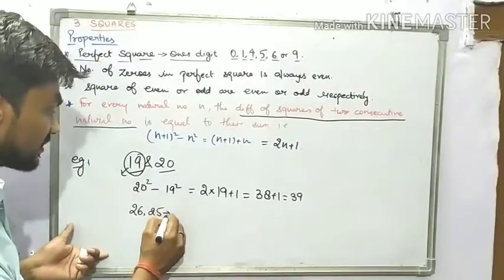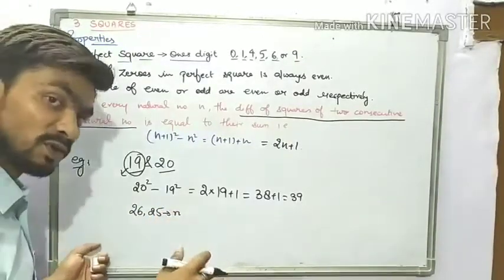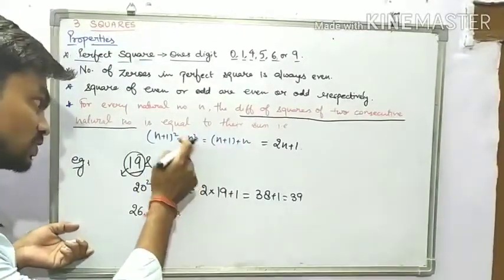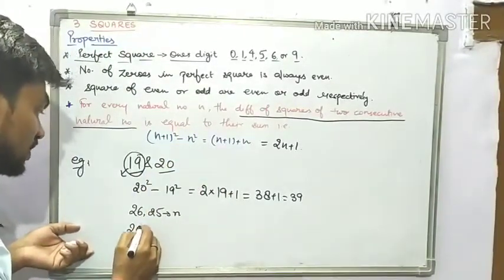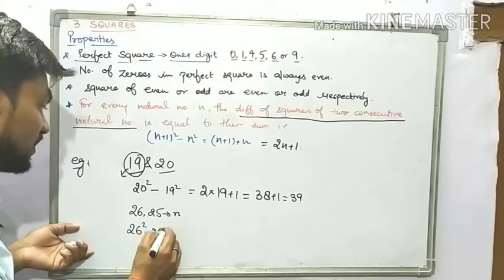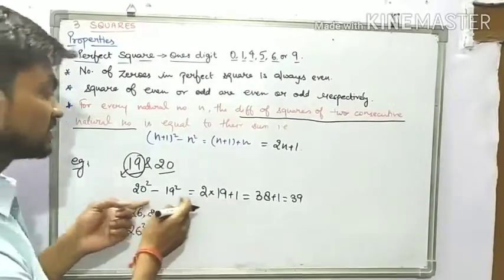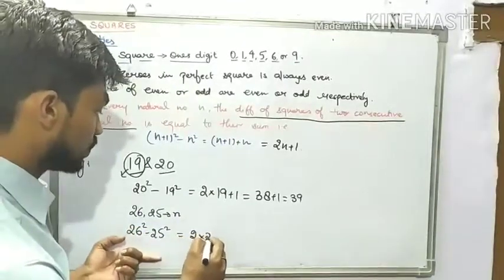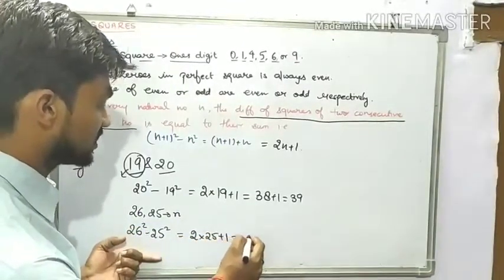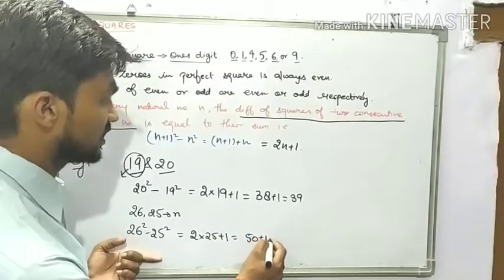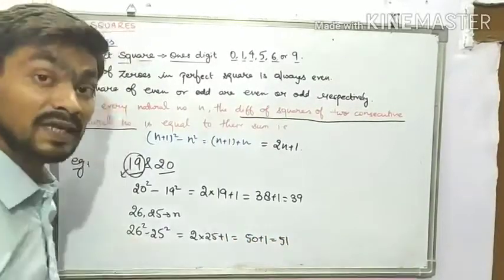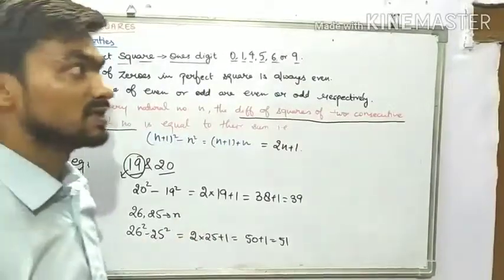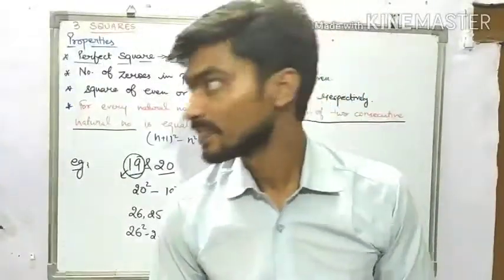Some more examples, like 26 and 25. What will be n here? 25. Always take the smaller number as n. So you will have n plus 1 square minus n square, that is 26 square minus 25 square. No need to find their squares and subtract. Simply multiply 2 into 25 plus 1, that is 50 plus 1, that is 51. Easily, without finding their squares. So this is the result we can easily get using the properties.